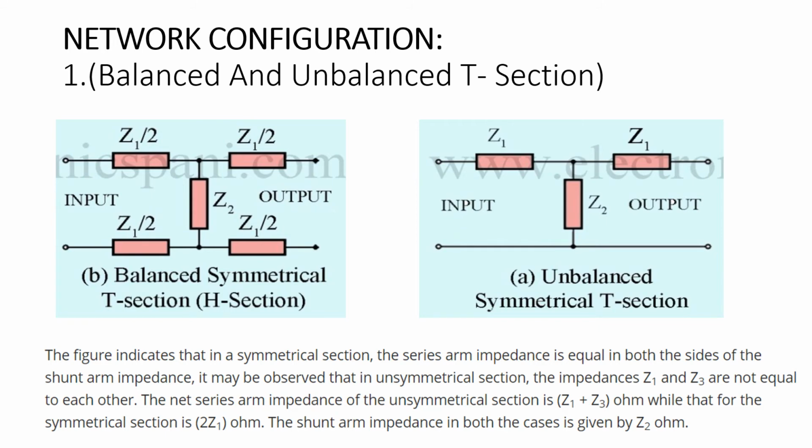So balance means both arms, upper arm and lower arm, have same impedances, and in unbalance, only one arm is there and the other arm is zero impedance. And in both the cases, shunt impedance is Z.